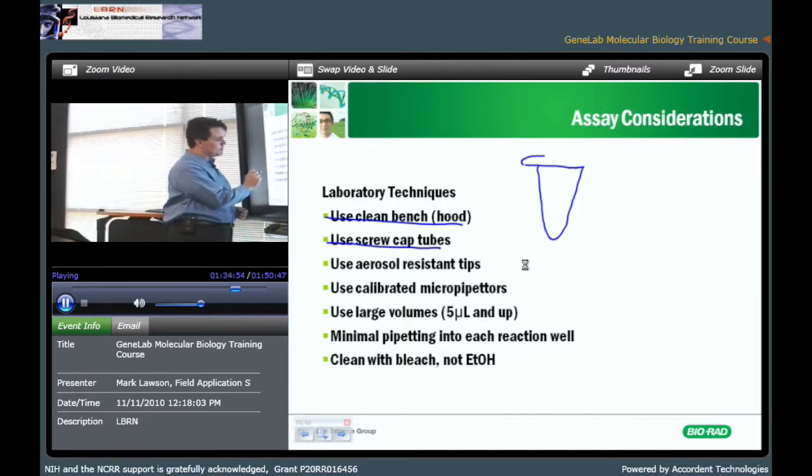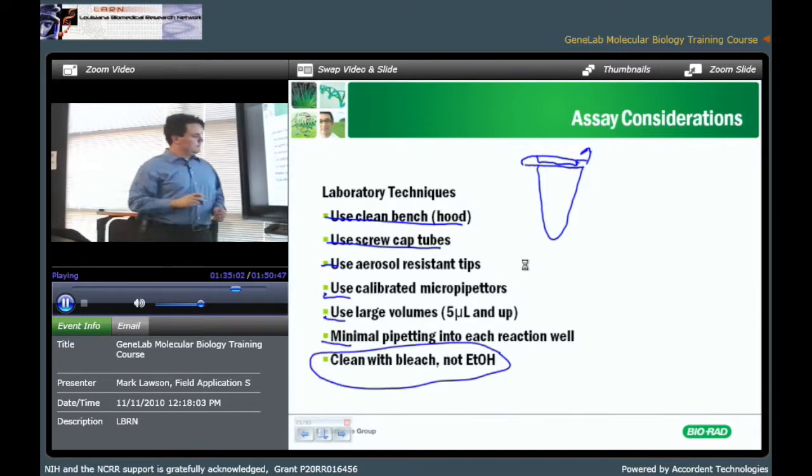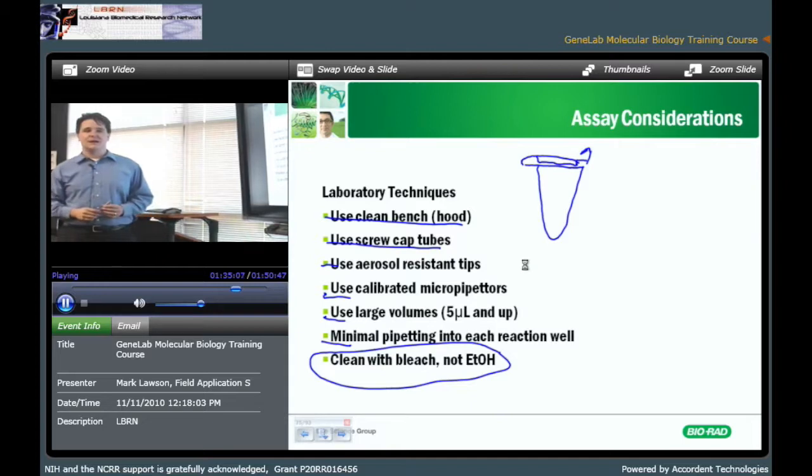Aerosol-resistant tips, calibrated micropipetters, always pipette large volumes, minimal pipetting into each reaction well. And then this is the one I added to this screen, which is clean with bleach, not ethanol. I'm not a big fan of bleach. I actually prefer Formula 409 tub and tile cleaner, spring scent, right, because it smells nice.